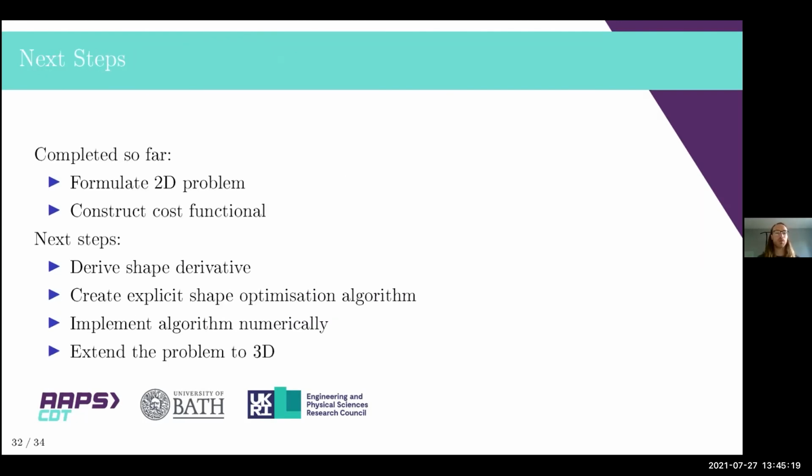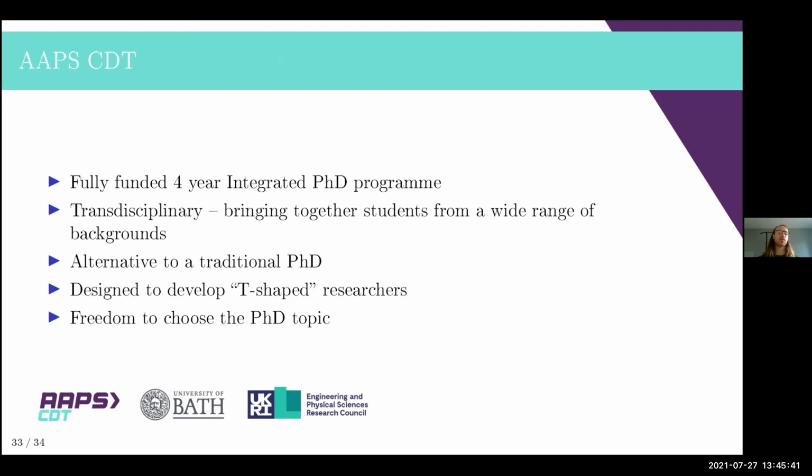So that's most of what I've been doing so far: formulating the actual 2D problem and constructing the cost functional. The next steps will be to derive the actual shape derivative and create an explicit shape optimization algorithm, which can then be implemented numerically using code, for example, and then potentially extending the problem to 3D when I get to the PhD phase of the program, which I will say a few words about now.